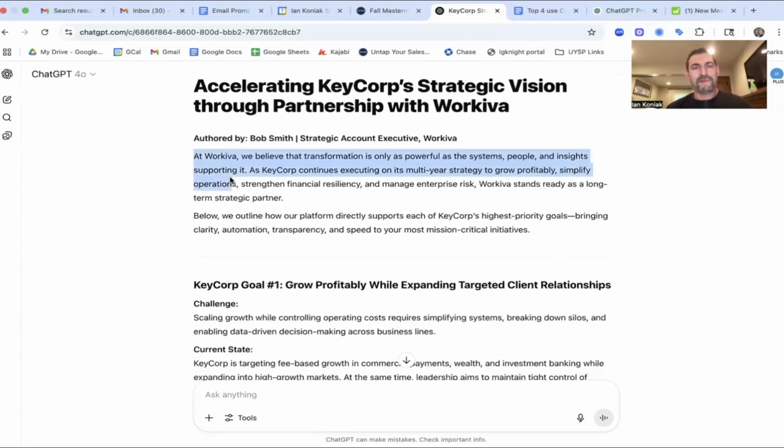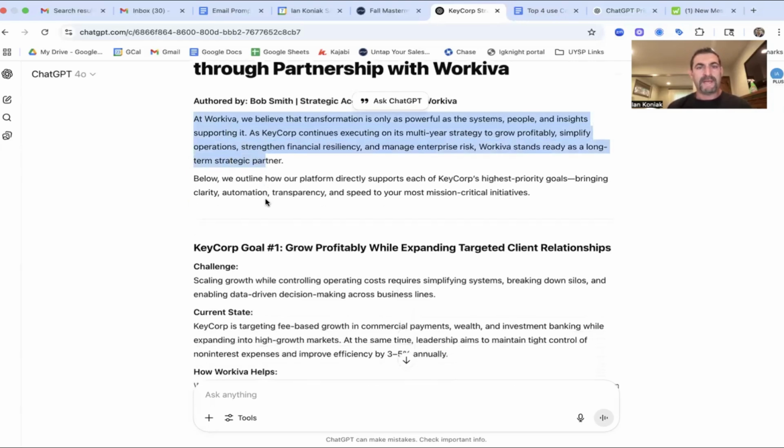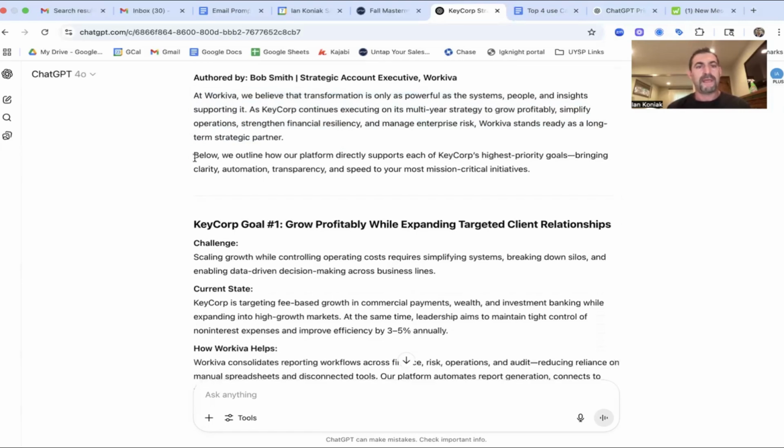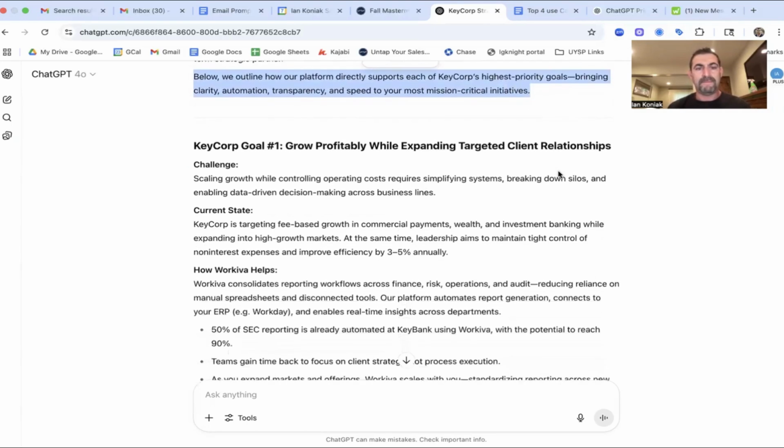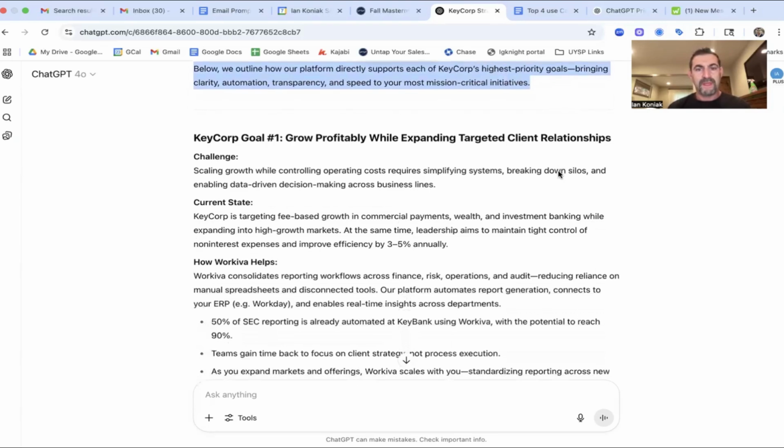So at Workiva, we believe transformation is only as powerful as the systems, people, and insights supporting it. As KeyCorp continues executing on its multi-year strategy to grow profitably, simplify operations, strengthen financial resilience, and manage enterprise risk, Workiva stands ready as a long-term strategic partner. Below we outline how our platform directly supports each of these initiatives. And it basically goes through.